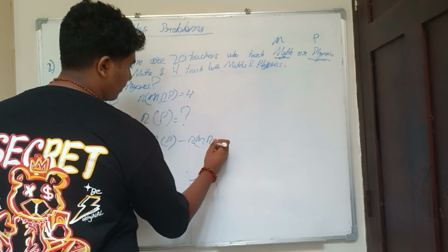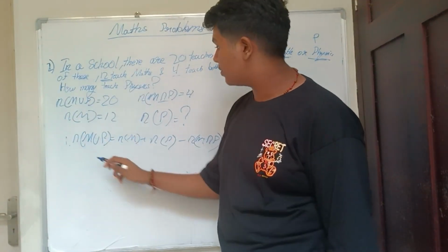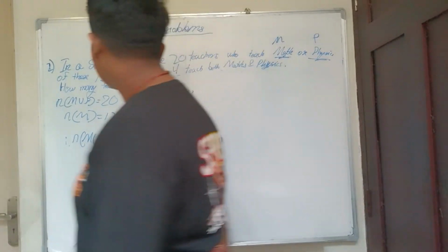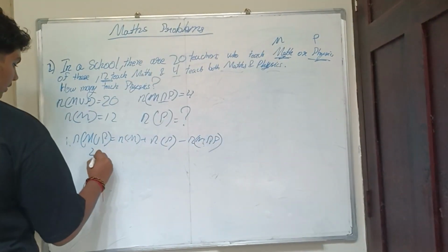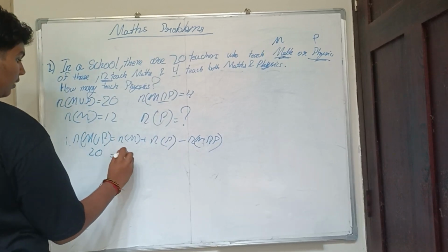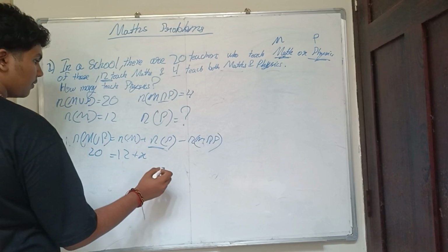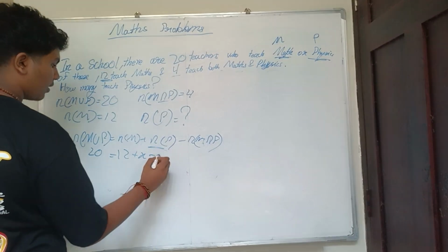Intersect P. Substitute all those into M union P now. So the number of maths and this one physics 20 is equal to, how many is there for maths? 12, right? 12 plus, let this be x, okay? Let this be x minus 4, right?